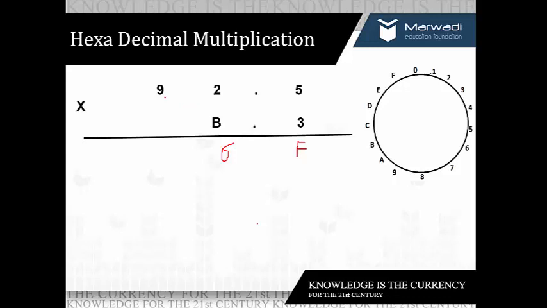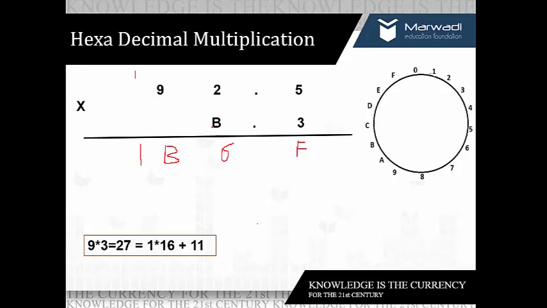Now here comes the twist. 9 multiplied by 3 is equivalent to 27, which is greater than 16. So remember, whenever you have a number which is greater than 16, split it in the form of a 16 multiple. That is, 27 can be written as 1 into 16 plus 11, which is the remainder. So we will be writing over here 11, which is nothing but B, and this 1 would get carried forward over here.